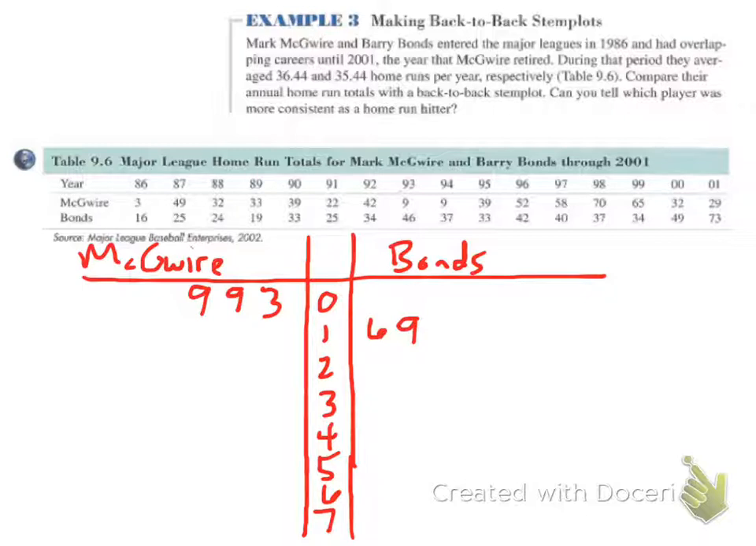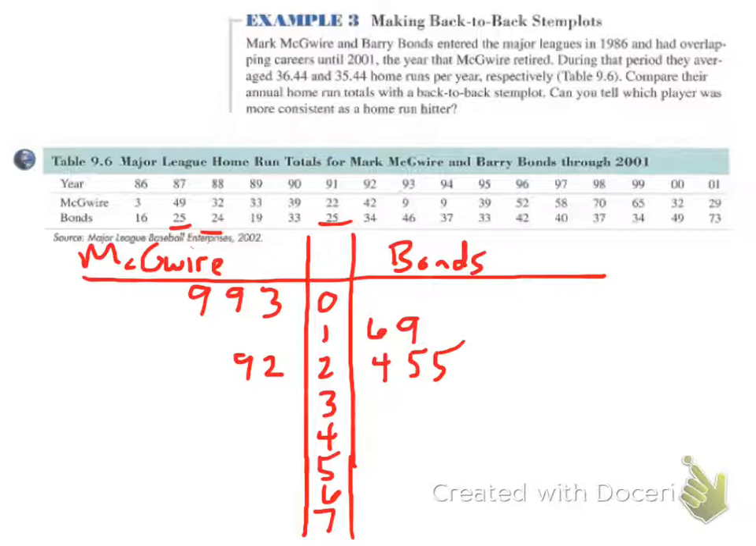Now let's go to the 2 stem. Okay, so now we're looking for home runs in the 20s. Okay, so McGwire's got a 2. He's got a 9. Bonds has 24, 25, 25. Okay, that's it. So, again, you got to put them in order. So 4, 5, 5.